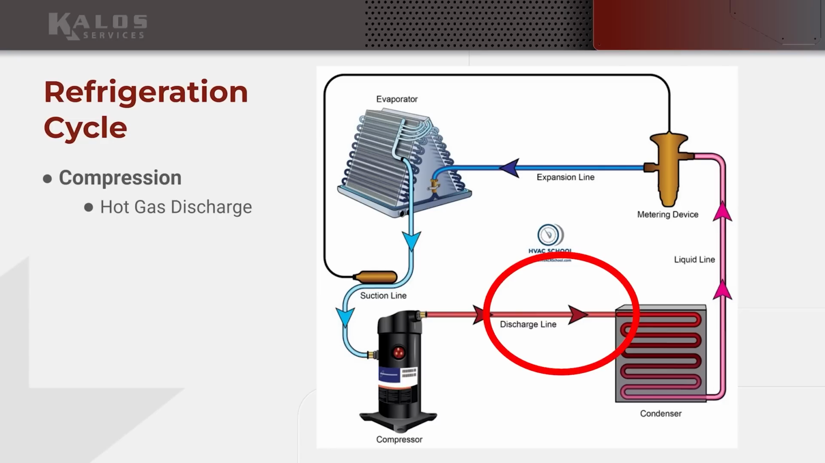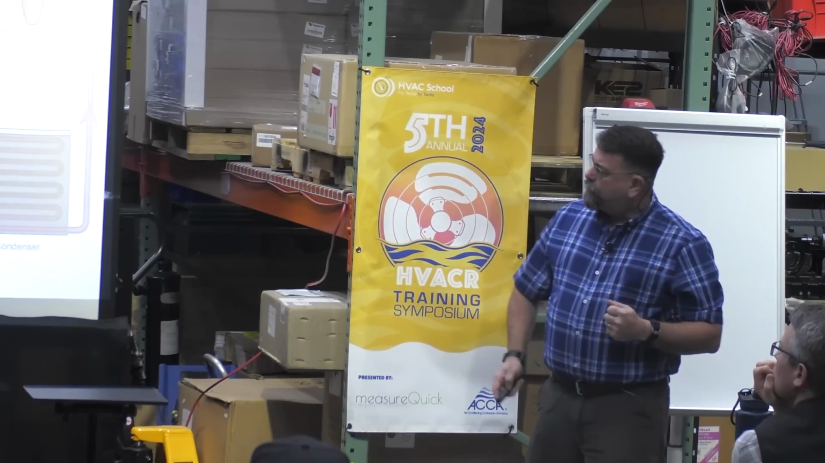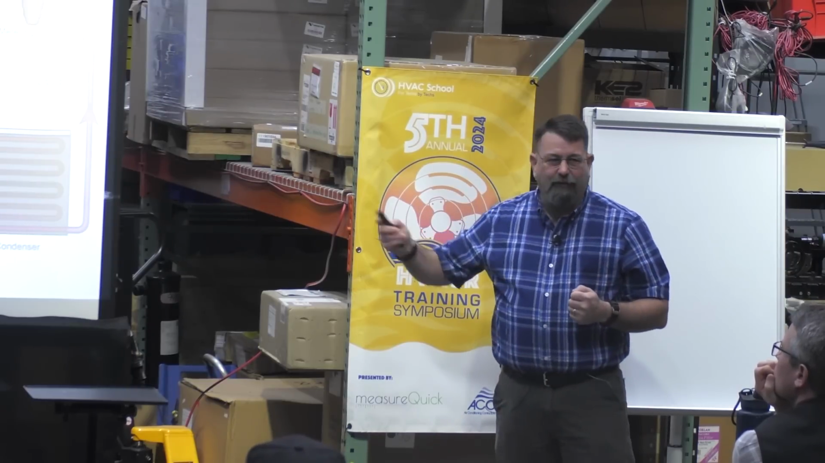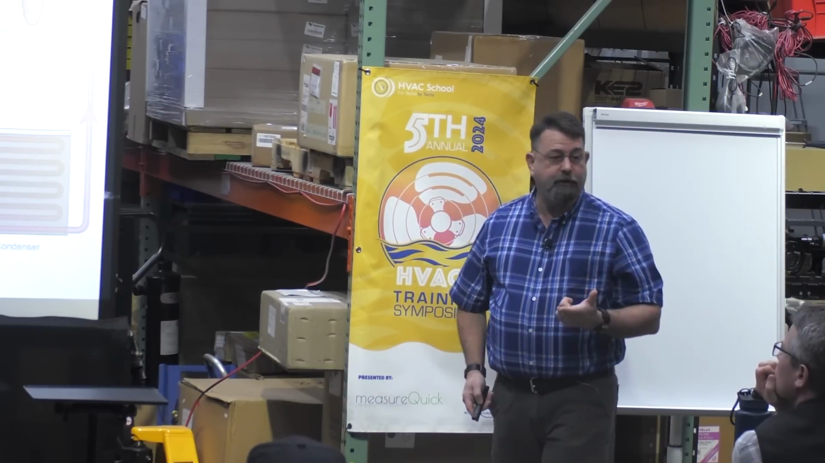So that's compression. All right, so the next piece is your discharge line, right? We come out of compression as our hot gas. We talked about that, superheated refrigerant with our heat of compression inside of it. Well, in residential, we're not doing a lot with this line. We're going to have a high pressure switch, right?